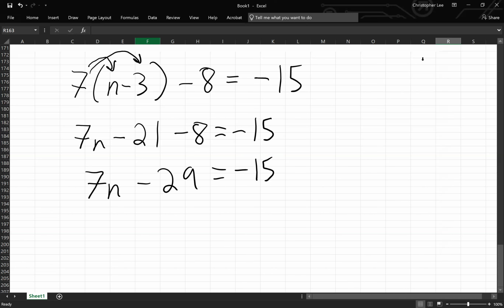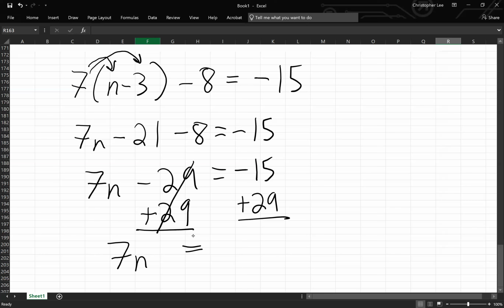What should I do next? Remember, I want n by itself. Exactly, right? I'm going to add 29 over here to get rid of it, because I want n by itself. But you know I got to be fair, right? What I do to one side of the equation, I got to do to the other side of the equation, right? So I'm going to add 29 over here. All right, so now I got 7n is equal to, what's negative 15 plus 29? 14, right? Good.